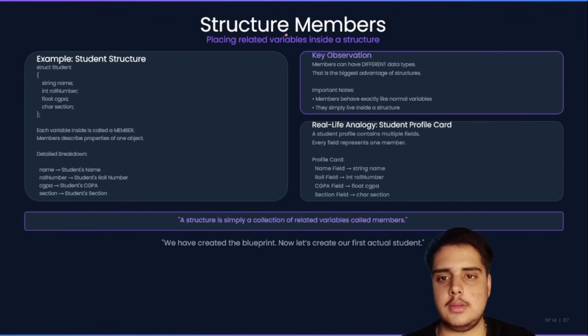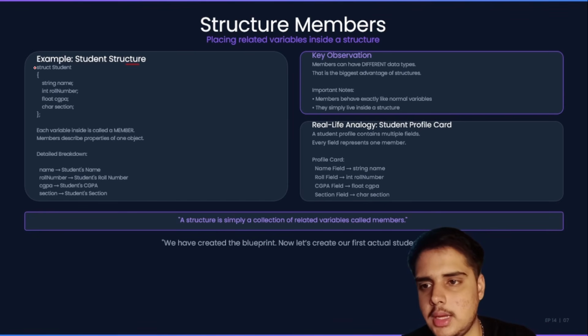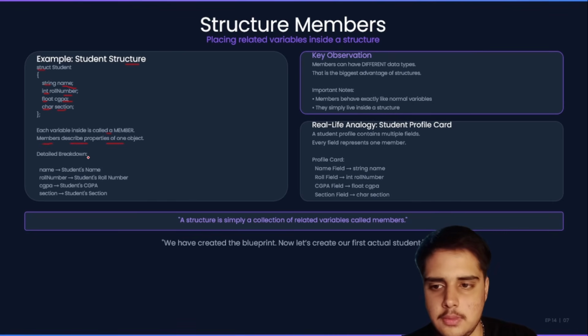Structure members: placing related variables inside a structure. For example, a student structure. Here the structure student has string name, int roll number, float CGPA, char section. Each variable inside is called a member. Members describe properties of one object.